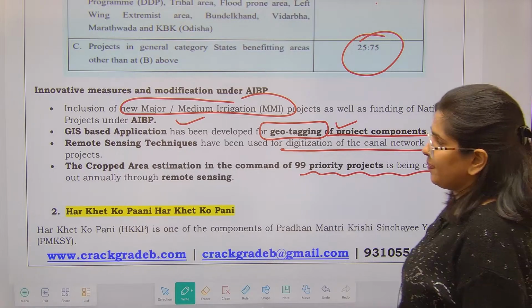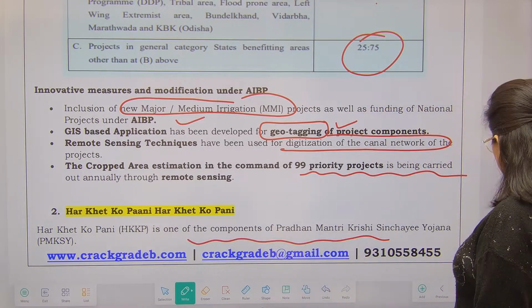Next is Har Khet Ko Pani. So it is one of the components of Pradhan Mantri Krishi Sinchai Yojana.